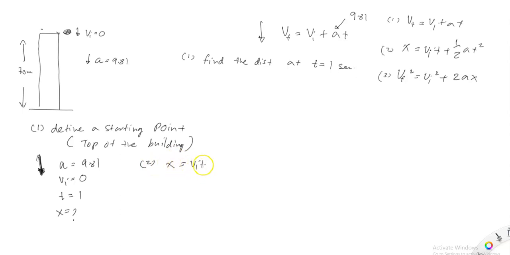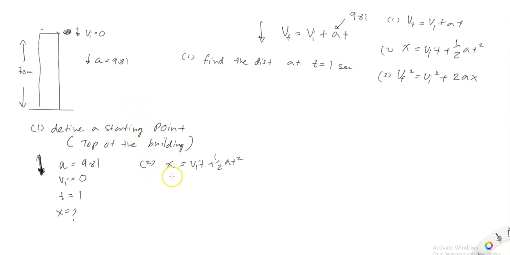Distance equals VIT plus half AT squared. Here's an advice. Whenever you guys work on these problems, always write the equation first. Instead of plugging numbers, just write it down. When you do it a couple of times, automatically you will remember the equation. This is guaranteed. This is how I remember these equations, because I keep writing them.